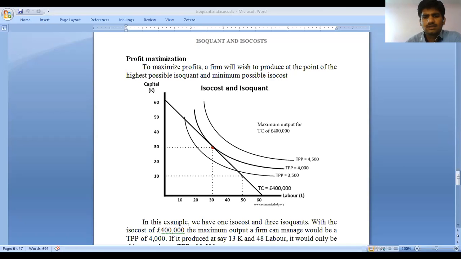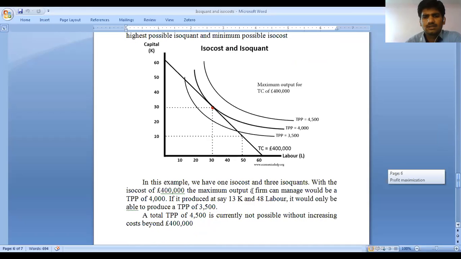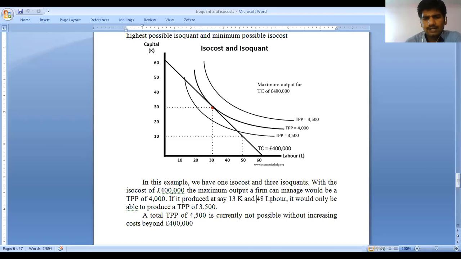So here we have a simple example. For this example, we have ISO cost and three ISO quants. The ISO cost here we are considering as rupees 4 lakhs, for example. The manager would like a total physical product, TPP, of 4,000, if it is produced at, say, 13 capital and 48 labor.